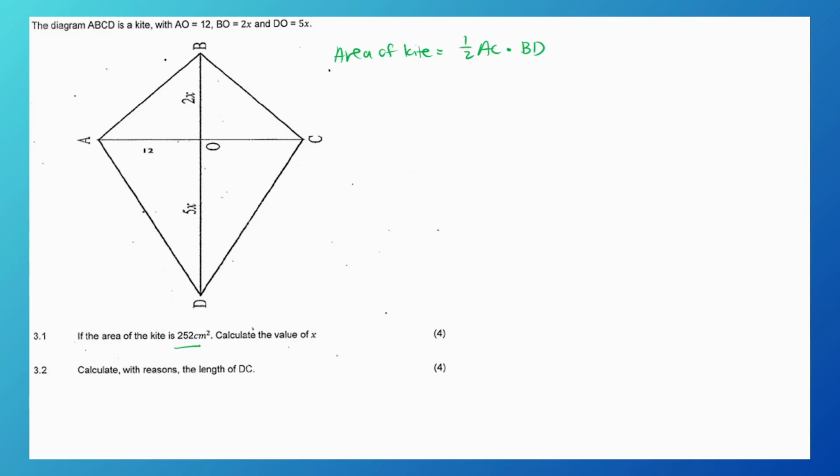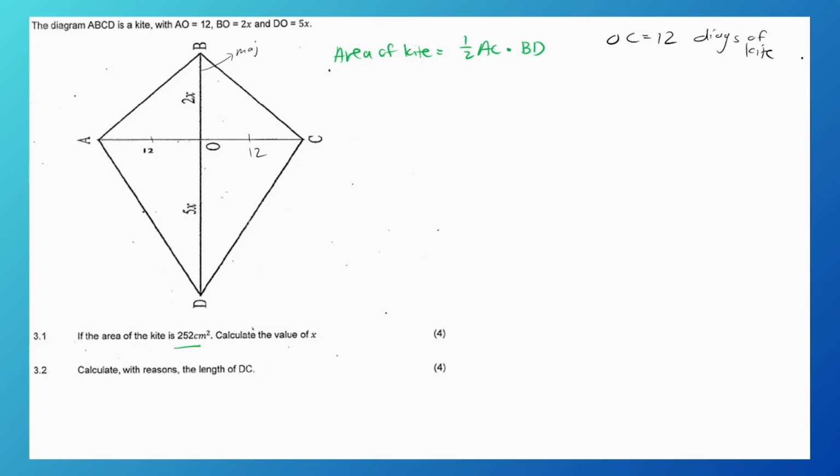And also, if you know your theory, which I really hope you do now, then you should know that this is called the major diagonal, and this one is called the minor diagonal. So that if this is 12, then this must also be 12. So let's quickly just write that down. OC is equal to 12 because of the diagonals of a kite.